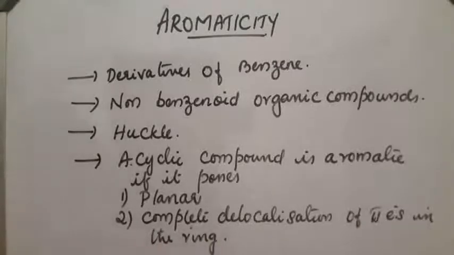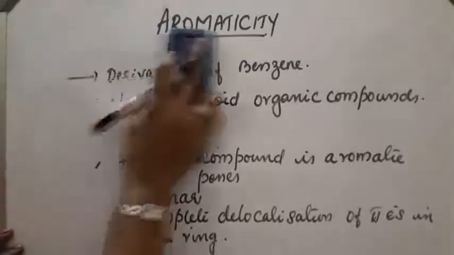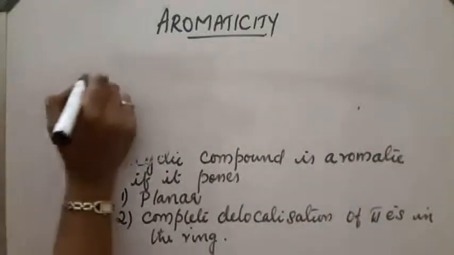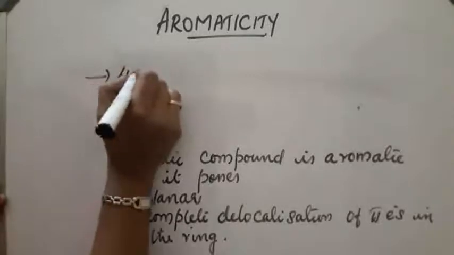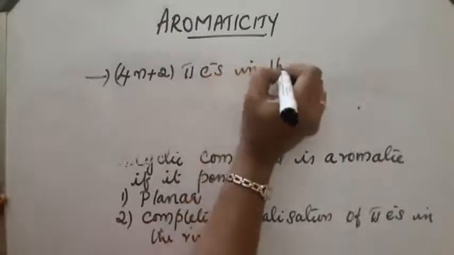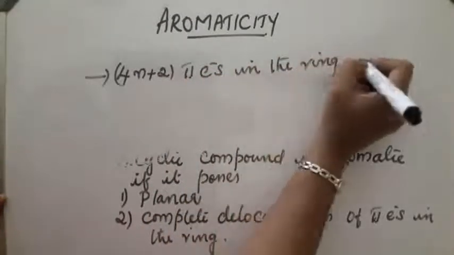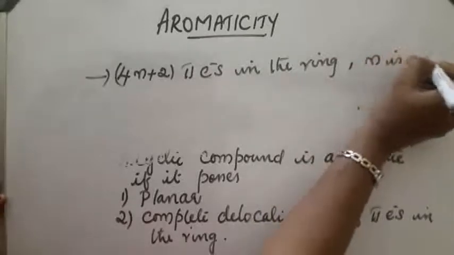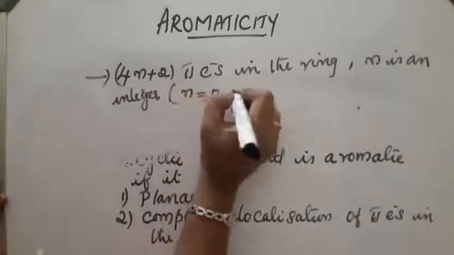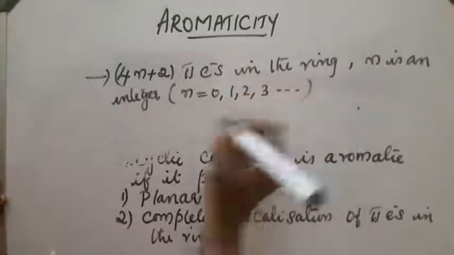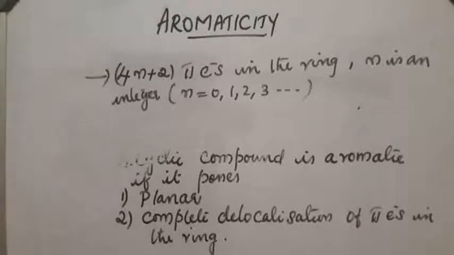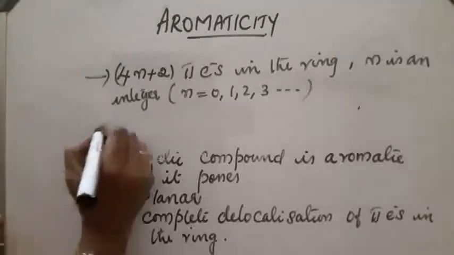And one more point, the third characteristic: the aromatic compound must contain 4n plus 2 pi electrons in the ring, where n is an integer. n is equal to 0, 1, 2, 3, etc. So if n is equal to 0, there must be 2 pi electrons, and it continues like that. This rule is called Huckel's rule.